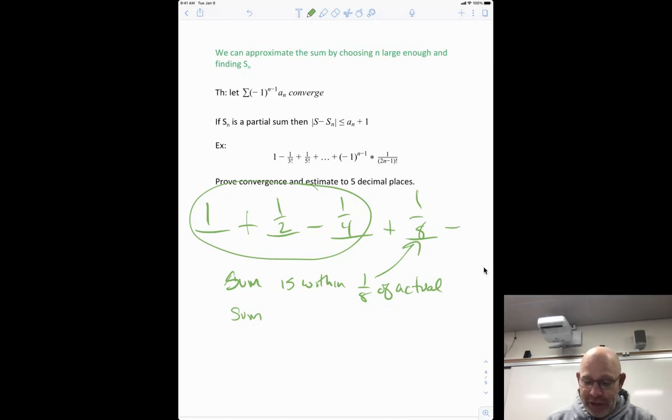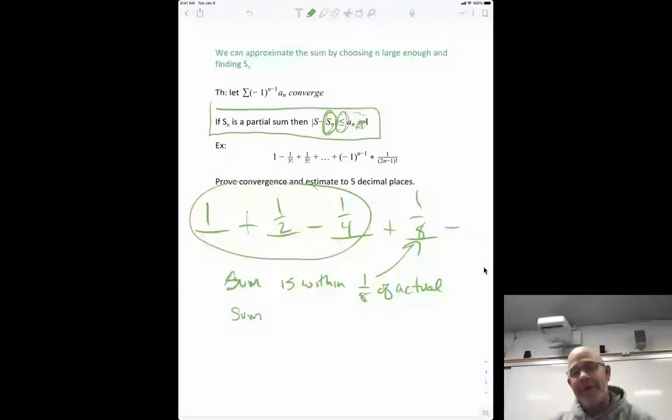If you notice what this theorem says right here, if you add up a partial sum, n terms, the partial sum will always be within a sub n plus 1, the next term, the n plus first term. If you add up the first n terms, the sum will be within the next term.